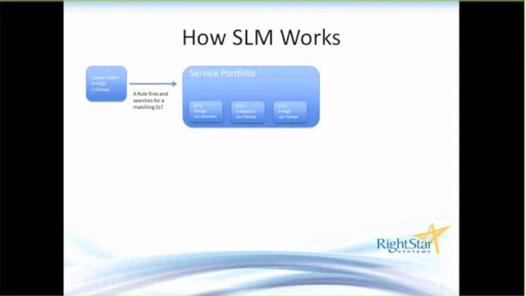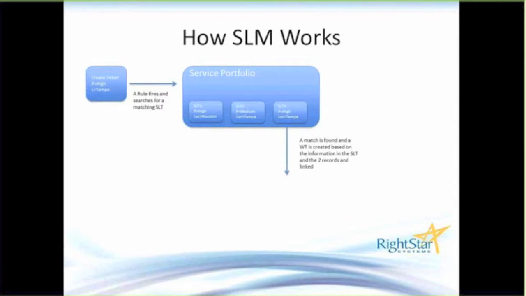If you do, and if we look at this, so I've got a service level target 1. It has a priority of high, location Houston. That's not it. My next one is a service level target 2, has a priority medium, location Tampa. Nope, it doesn't meet that one. And then I have a service level target 3 where the priority is high and the location is Tampa. Ding, ding, ding, I have a match.